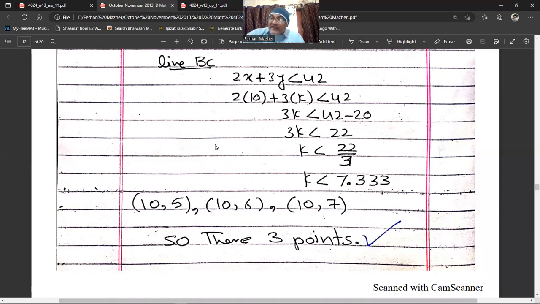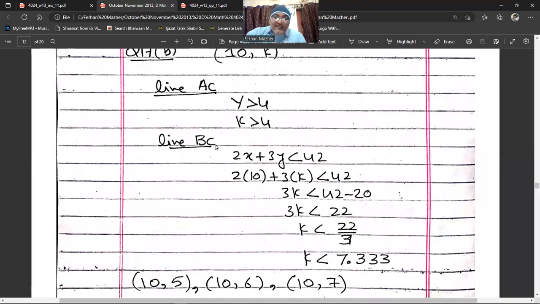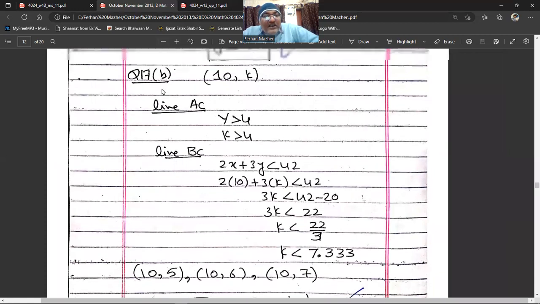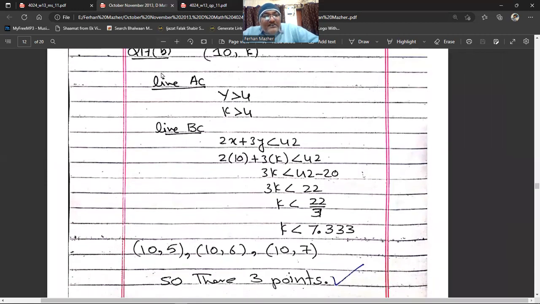It means that the value of the k will be more than 4, less than 7.33. So what can be the values of the k? More than 4, that can be 5, that can be 6, that can be 7. They said it should be less than 7.33. So the k value can be 5, 6, and 7. So the point can be (10, 5), (10, 6), and (10, 7). A very tricky question. I hope you have understood this.